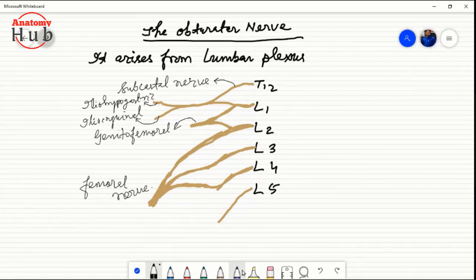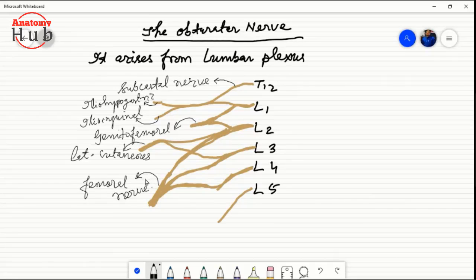Now what will happen? From the L2 and from the L3, another nerve will arise. This nerve is known as your lateral cutaneous nerve. So this is your femoral nerve, and this is your lateral cutaneous nerve.